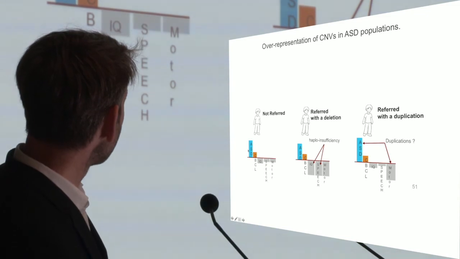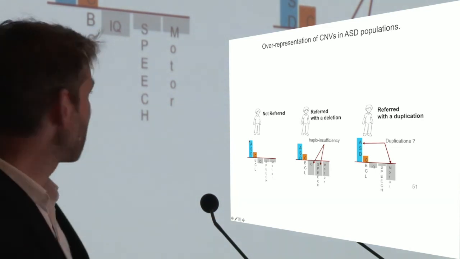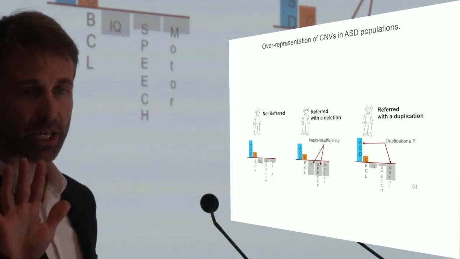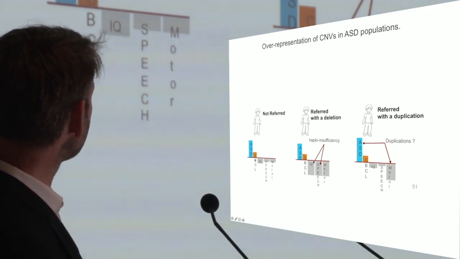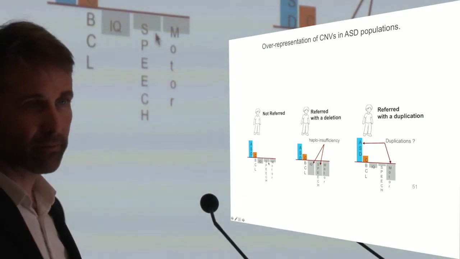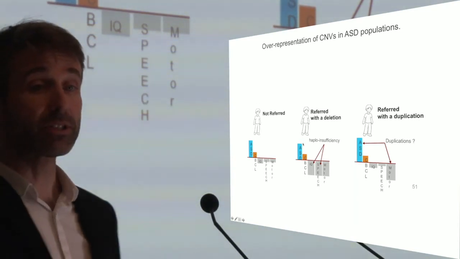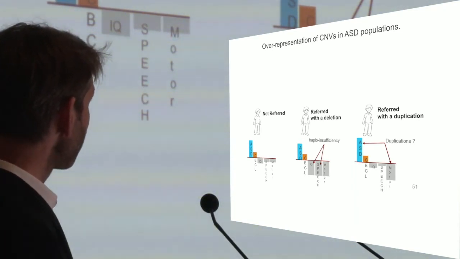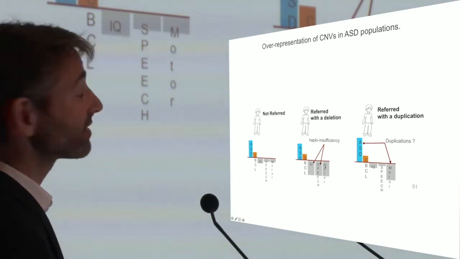But basically, this is sort of the schematic of this: you have a kid who could meet autism criteria, but he's not referred to the clinic. He's doing okay. He's got autism core symptoms, not too many CBCL psychopathology problems. His IQ is pretty good, speech and motor, fine, not referred. You have the same kid, you throw a deletion on him, then all of a sudden his IQ drops, his speech drops, and his motor, and he's got motor delay.